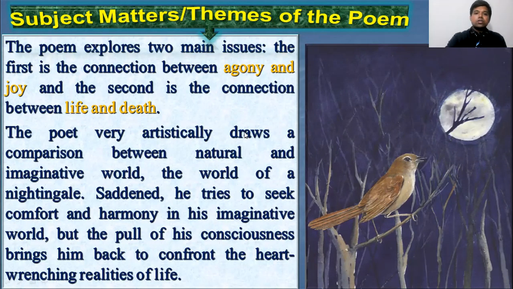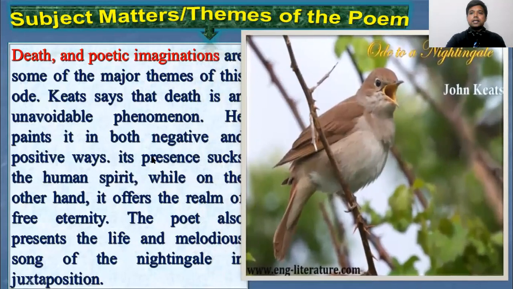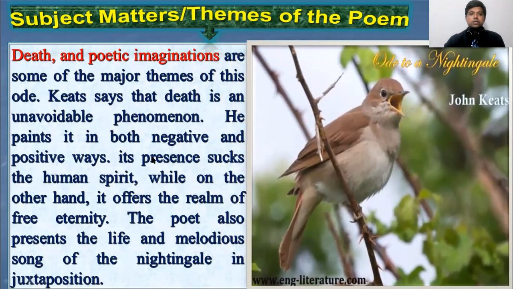So such an idea you will also find, agony, and side by side you will find the joy from the song of the nightingale. Agony means the realities, pangs and sufferings of the writer, and life and death. So every idea you will find from this poem. Another idea you will find is death and poetic imagination. So these are the major themes of this work, and Keats says death is an unavoidable phenomenon.